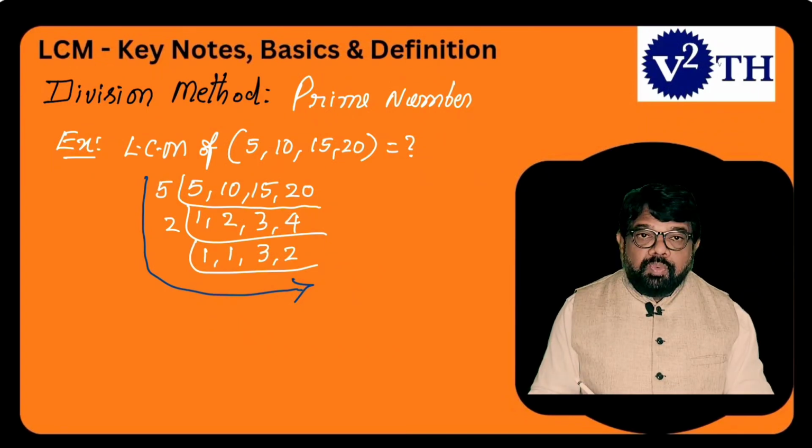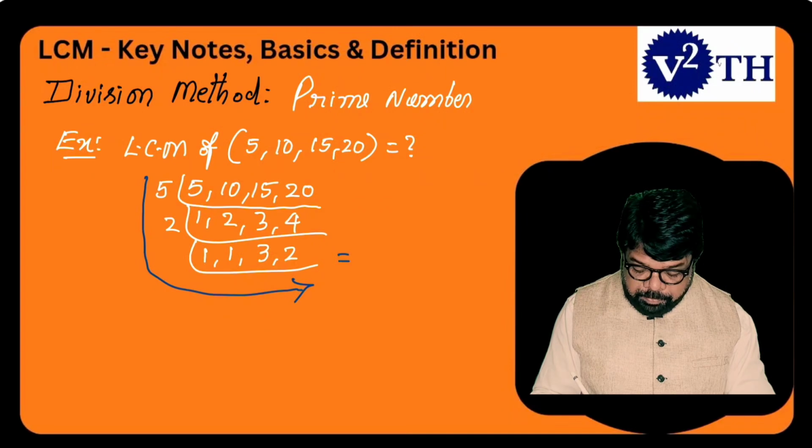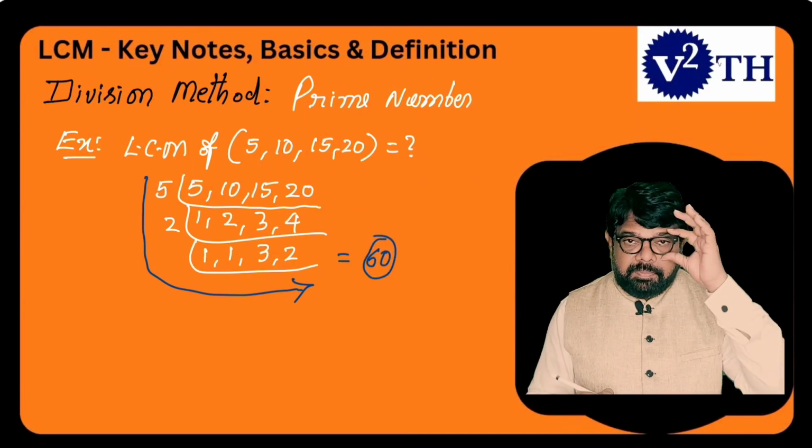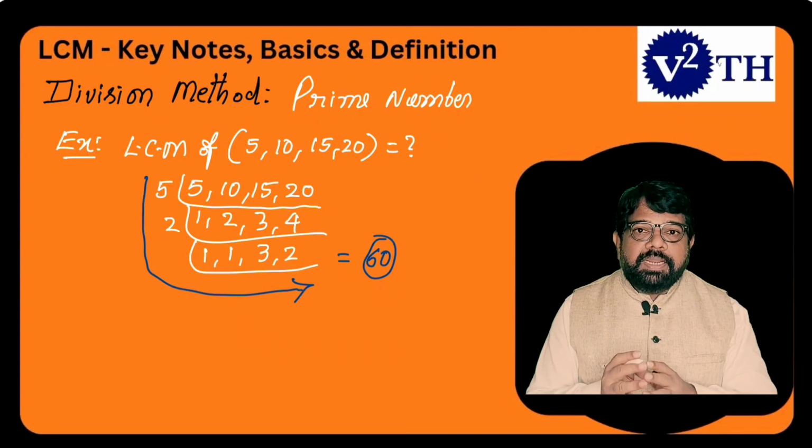So 5 into 2 into 1 into 1 into 3 into 2. How much is its value? 5 twos are 10, 10 threes are 30, 30 twos are 60. So what is the LCM? 60 is the LCM. So this is the division method to calculate the LCM.